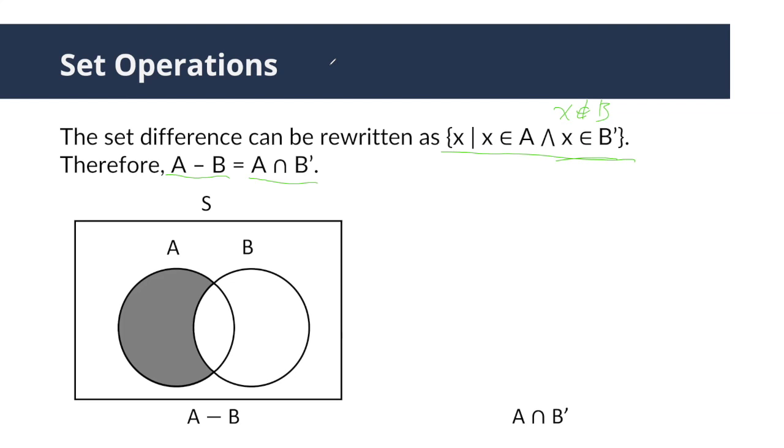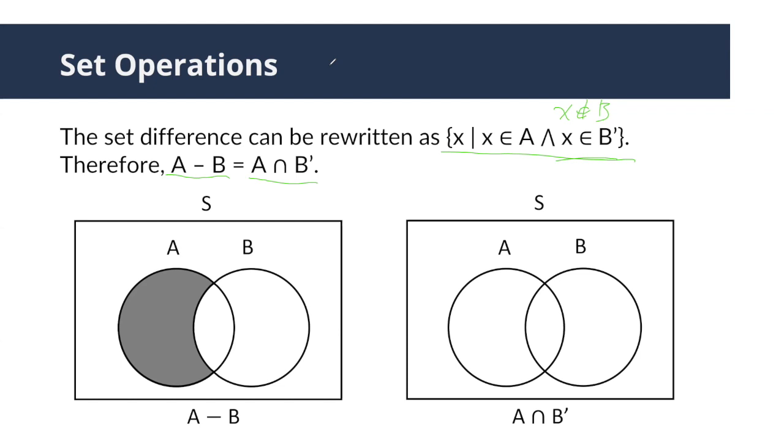On the left side, you can see the shaded area is A set minus B. On the right, let's see whether A intersect B prime is the same shaded area. First of all, this is B prime, because B prime consists of all the elements not in B. And this dark area is A, and you can see A intersect B prime is this area. Comparing the left side and the right side, you can see A set minus B is the same as A intersect B prime.